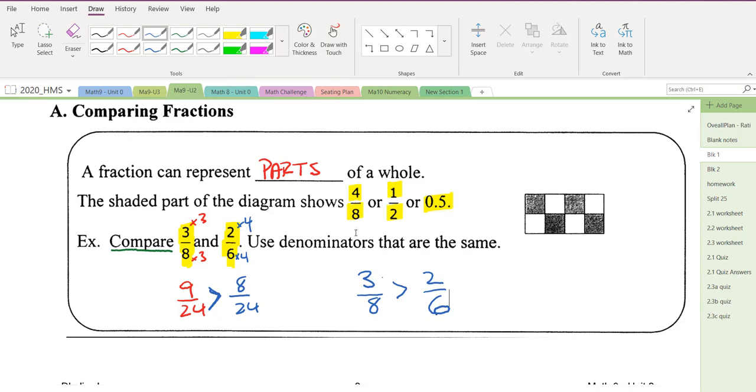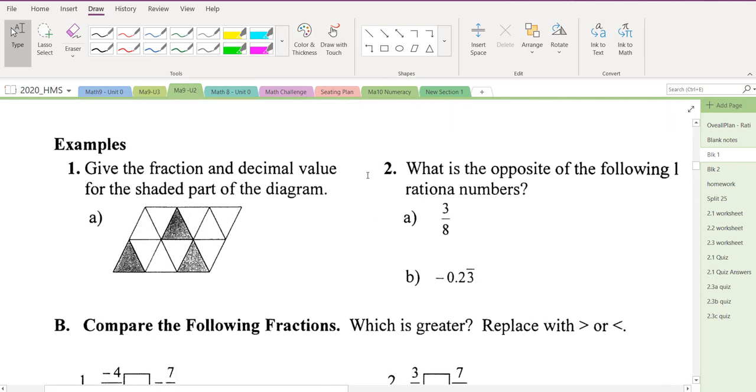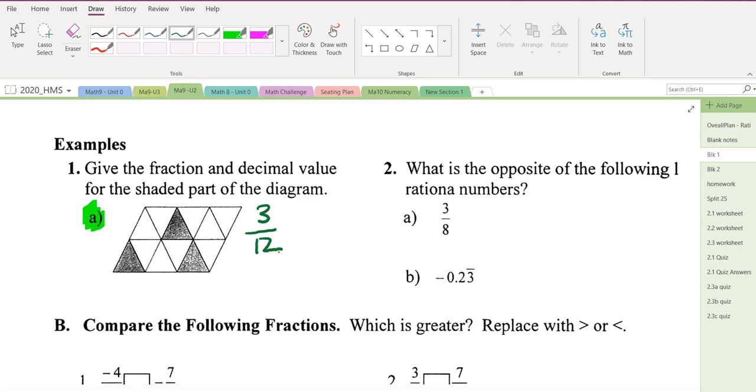Okay? Let's just do this example A, then we'll skip to starting today's notes. Looking at this diagram, can you write me a fraction that represents this diagram? Kabir? 3 over 12. Okay. So what does the 3 represent and what does the 12 represent? 3 is the shaded, 12 is the whole. Yeah, so there's 12 parts to this and 3 parts are shaded.